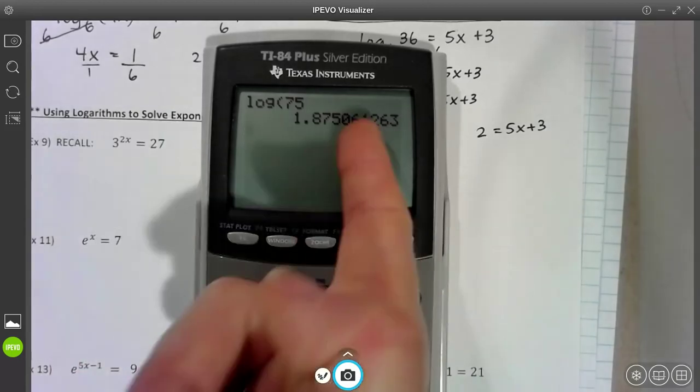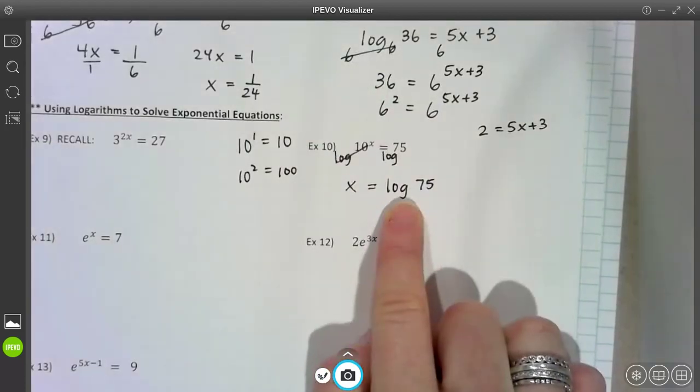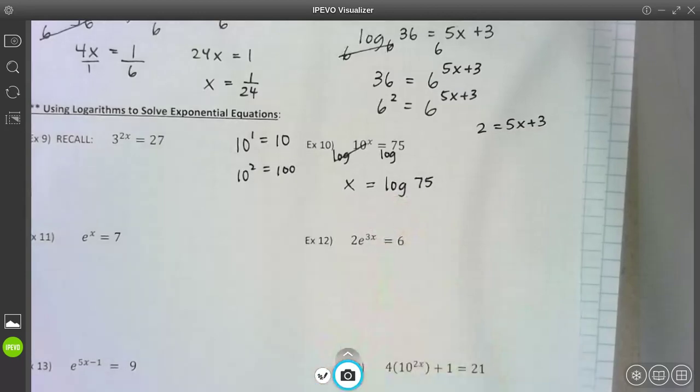But we don't want these ugly decimals. So the most exact answer you can give is just the log of 75. So sometimes when you're solving an exponential, the log is part of your answer now.